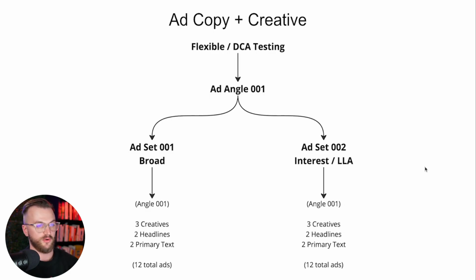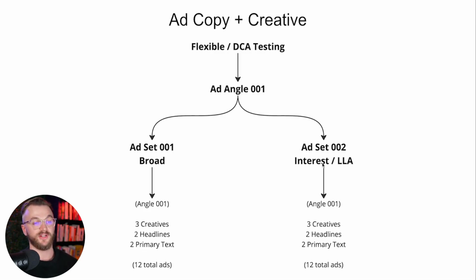So we have flexible / DCA testing. You have your ad angle 001, as we showed you in the campaign structure. And then you have your ad set 001, which is using broad targeting. Within there you're going to have 3 creatives, 2 primary headlines, and 2 primary texts for a total of 12 ads, which is 3 × 2 × 2, added up to 12.